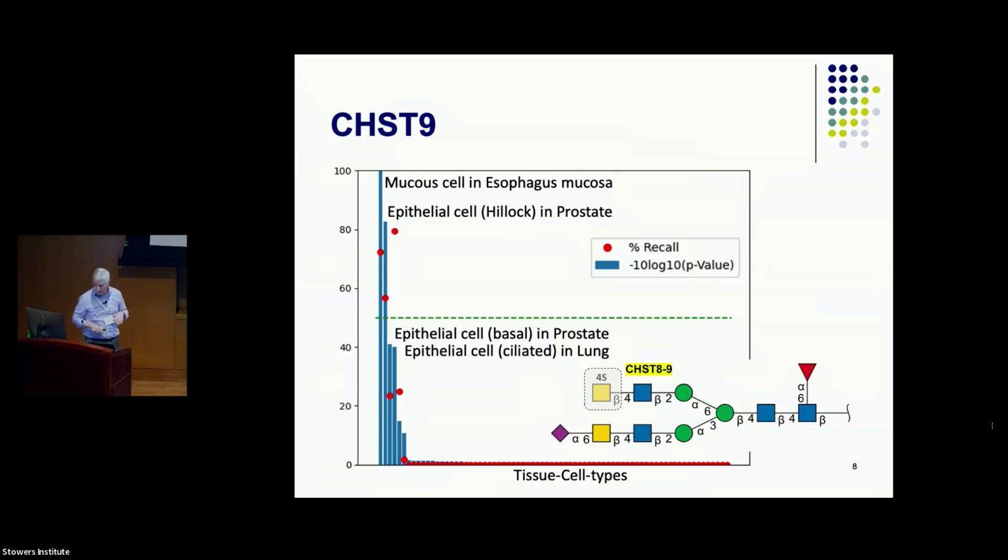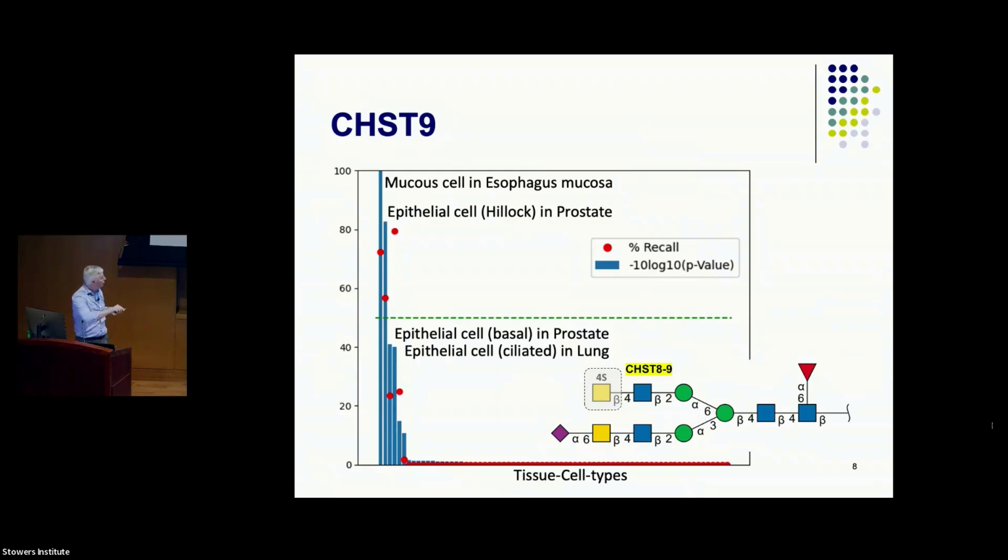The red dots represent the percent recall at identifying the specific cell types. You can see that this particular gene responsible for attaching the sulfate to the GalNAc residue is very specifically, or very usefully, associated with these two cell types, which otherwise don't seem to have that much in common. We can also see two others down here, which are not significant, even though one of them has quite a strong recall.